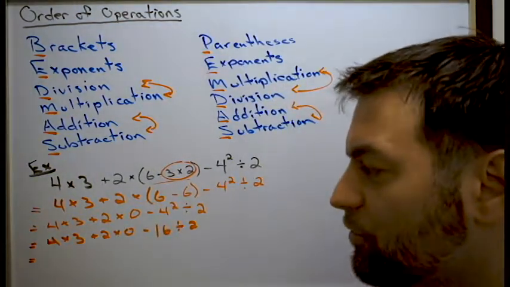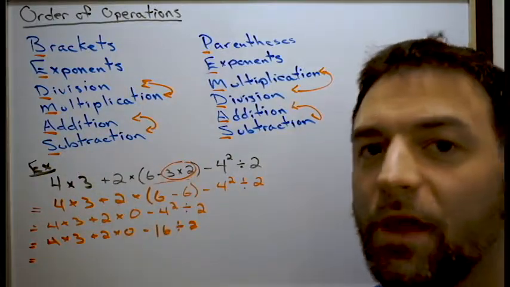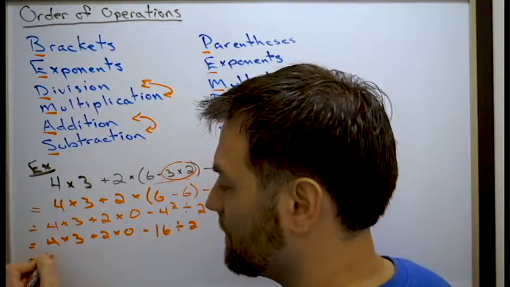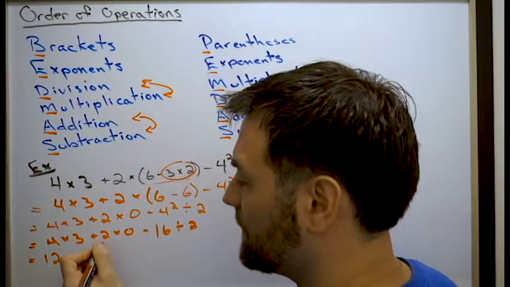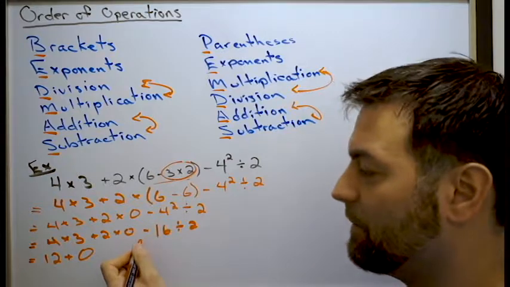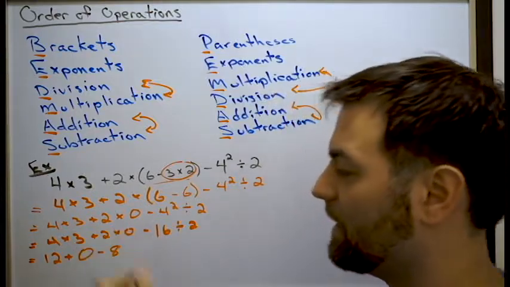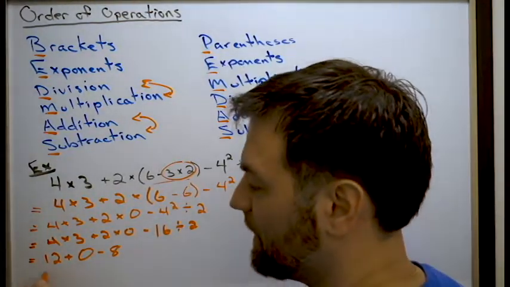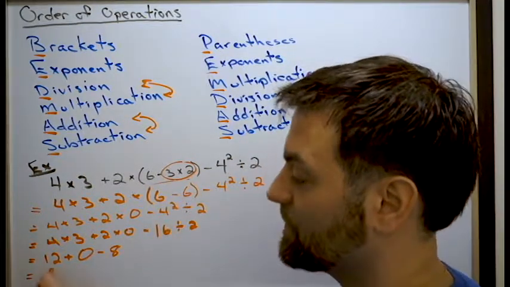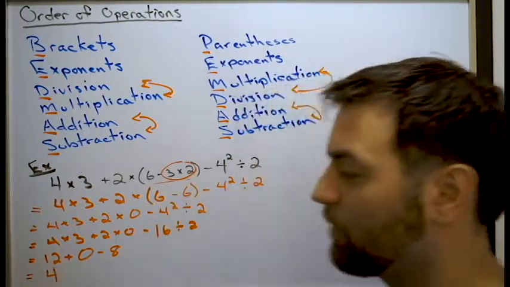Now we continue through, looking at our equation. We have no more exponents, so we're on to division and multiplication, and we just do those as they appear in order. So we have 4 times 3, which is 12, plus 2 times 0, which is 0, and then minus 16 divided by 2, which is minus 8. Then we have addition and subtraction, and again we do that in the order they appear. 12 plus 0 is 12, and 12 minus 8 gives us 4.